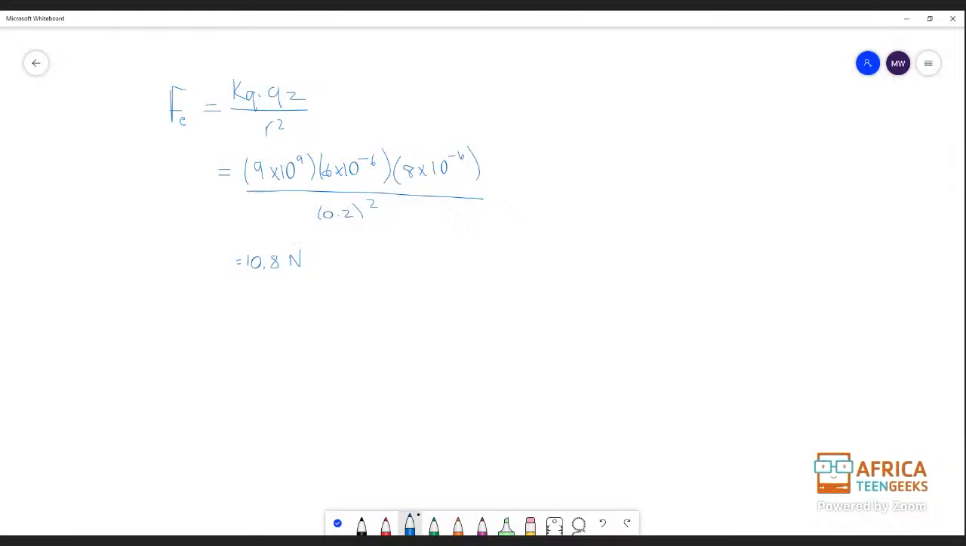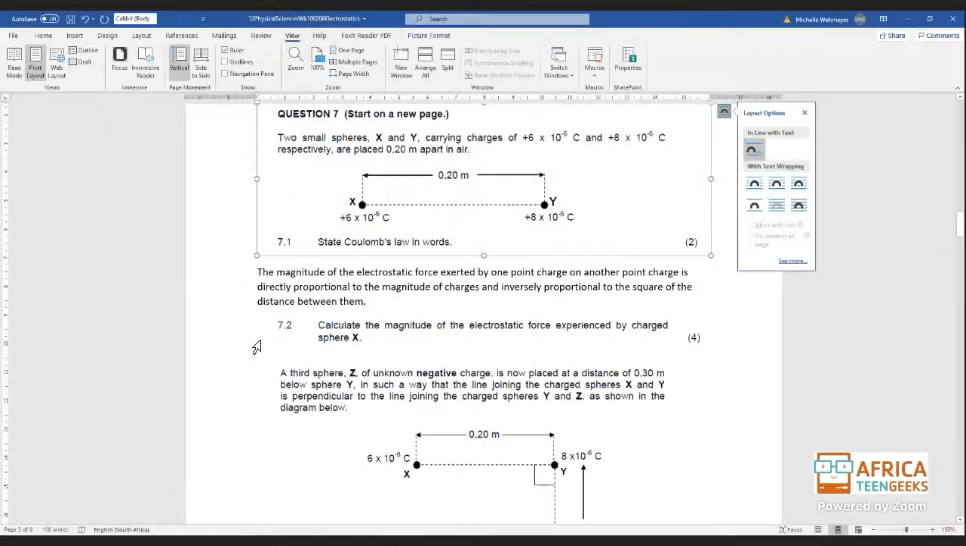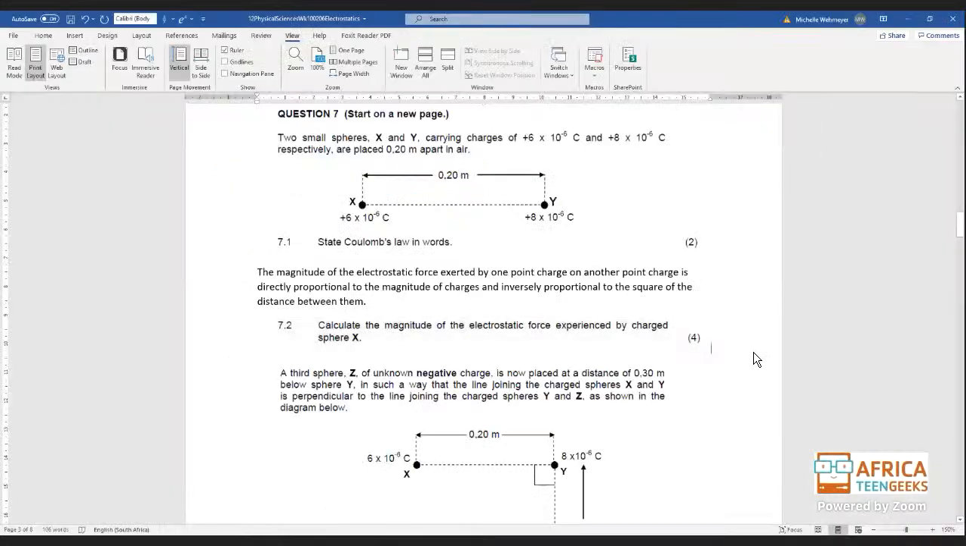Okay, so you literally just had to work out the force that is being exerted on X. It is a positive value, which means they are repelling each other because they're both positively charged.